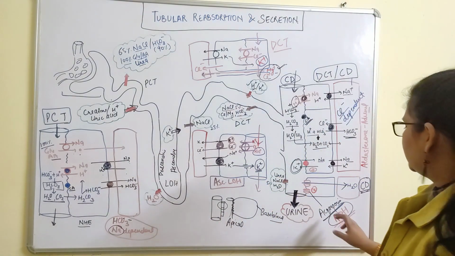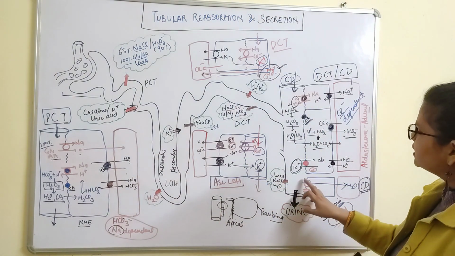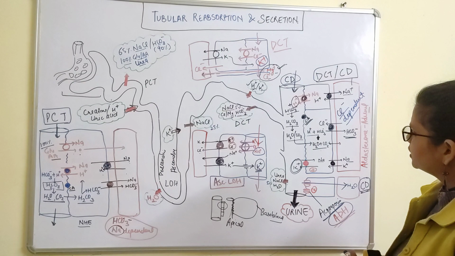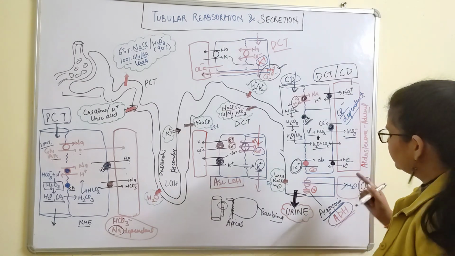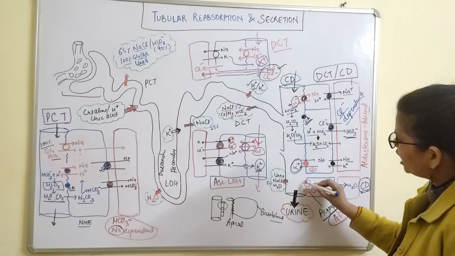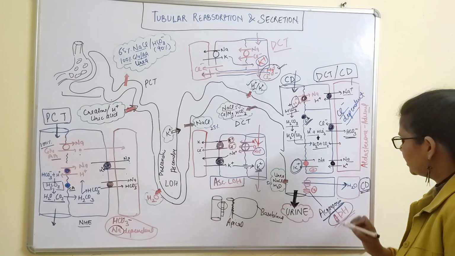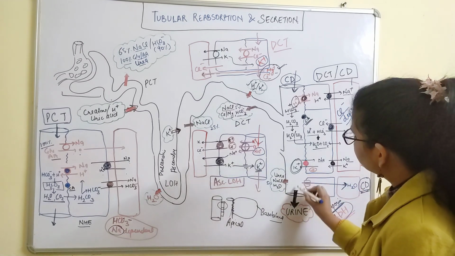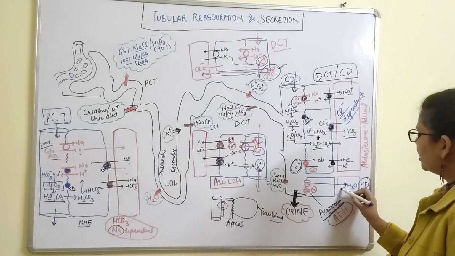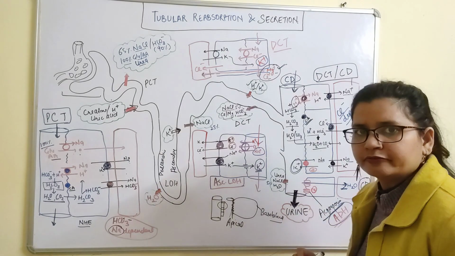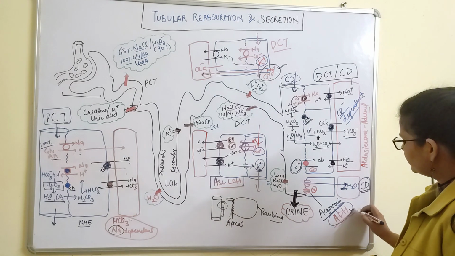What happens basically? ADH increases the number of aquaporins on the apical membrane. They stimulate these aquaporin channels, which are nothing but the water reabsorption channels. So from this filtrate, water is reabsorbed to maintain the blood volume. This is the first thing we should know.